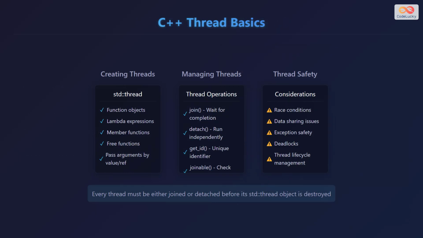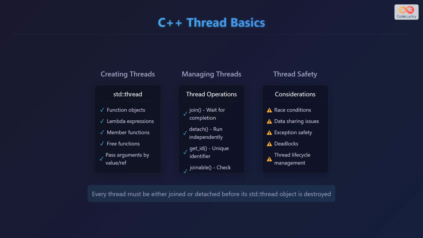Let's discuss C++ thread basics. When creating threads, the standard thread class is used, and it can accept function objects, lambda expressions, member functions, and free functions. Arguments can be passed by value or by reference. For managing threads, the join function waits for a thread to complete, while detach allows a thread to run independently. The get_id function retrieves a unique identifier for a thread, and joinable checks if a thread can be joined. Hardware_concurrency gives a hint of the number of concurrent threads supported by the hardware.